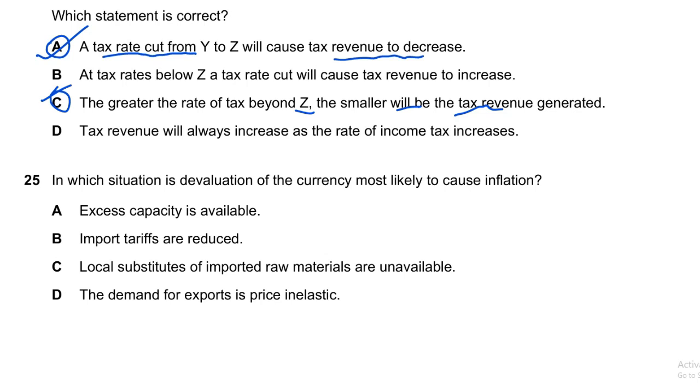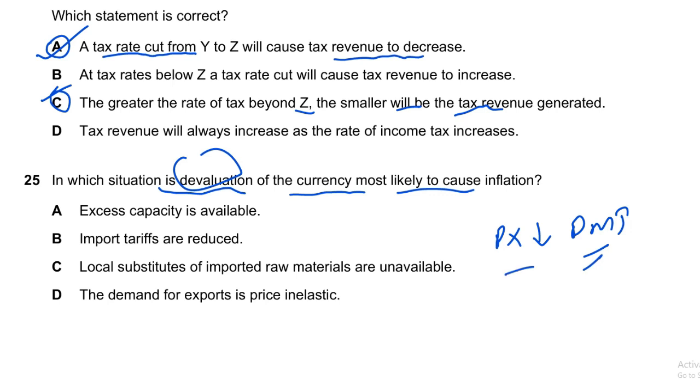Question number 25 says, in which situation is devaluation of currency most likely to cause inflation? Devaluation of currency is when you decrease the value of currency deliberately through the central bank in a fixed exchange rate system, and when currency is devalued, it decreases the price of exports, it increases the price of imports. So imports get expensive, exports get cheaper. So how is it likely to cause inflation? Inflation is the rise in general prices over time.